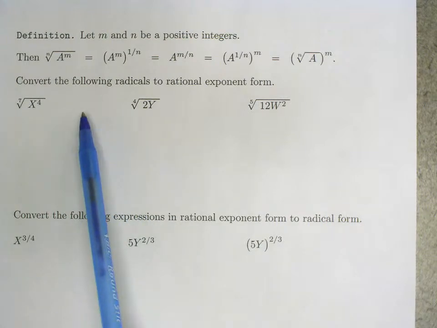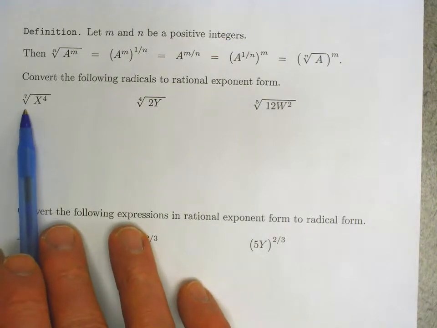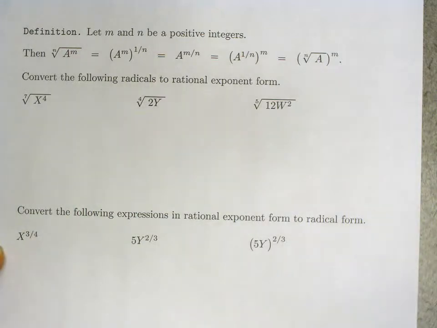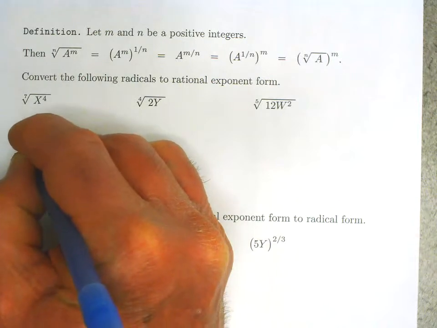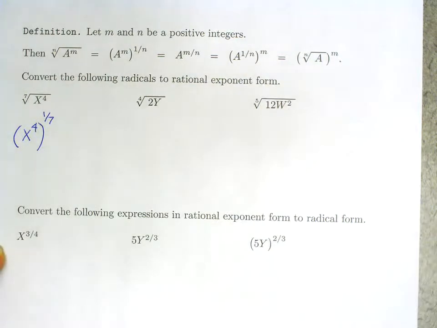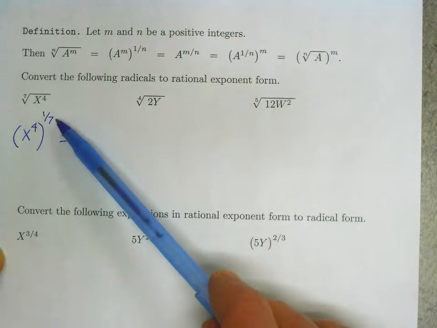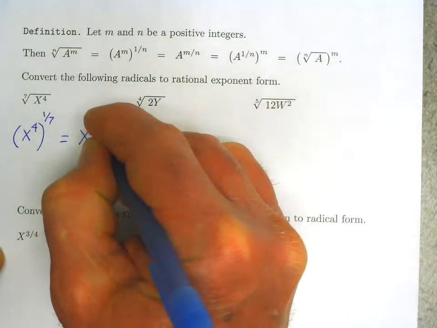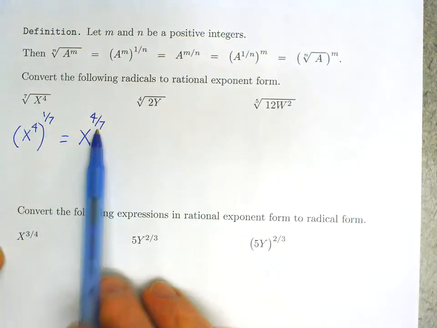Convert the following radicals to rational exponent form. Okay, so here's a radical with index 7, and the radicand is x to the 4th. So I'll put what's inside the radical in parentheses, x to the 4th, and write the exponent 1/7. And then we can apply one of the properties of exponents by multiplying 1/7 times 4, and we can write it as x to the 4/7, because 1/7 times 4 is 4/7.